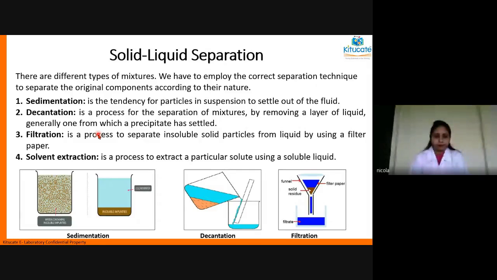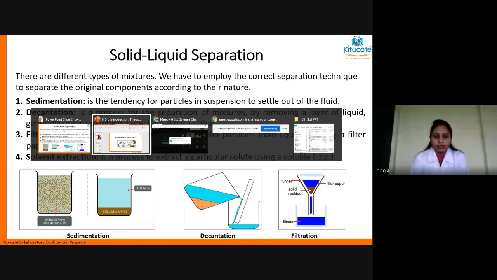You can take an example of chalk powder and water also. If you stir the mixture, what will happen? The chalk powder eventually will settle at the bottom, forming a sediment, and the water will be on the top. So that process is called sedimentation. All right.